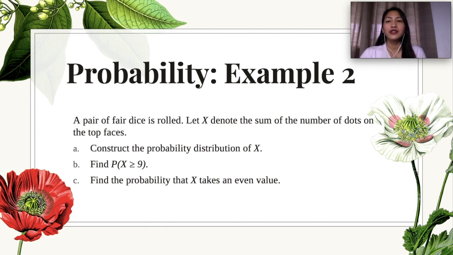Okay, so here's the second example. A pair of fair dice is rolled. Let x denote the sum of the number of dots on the top faces. So, pinag-add daw yung pag-roll mo ng first die at pag-roll mo ng second die kung ano yung nasa lumabas na number. So, ito yung mga kukunin natin.